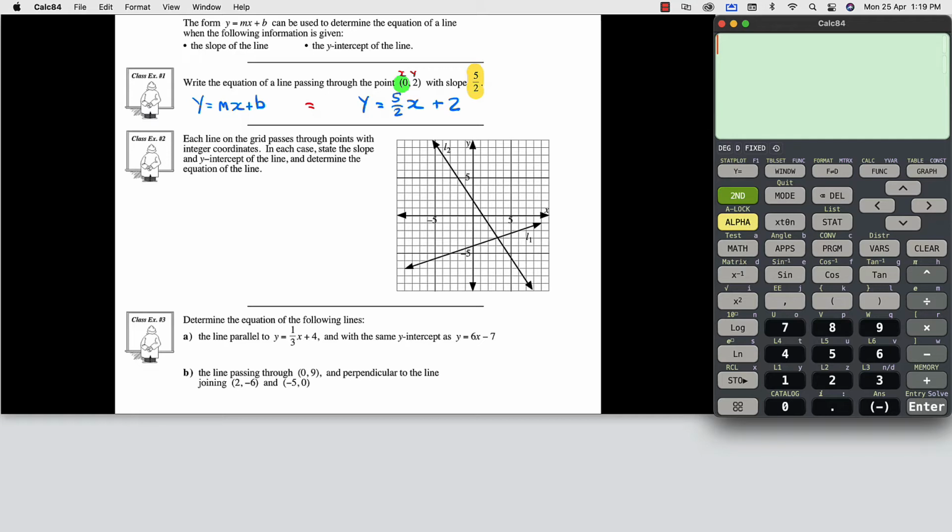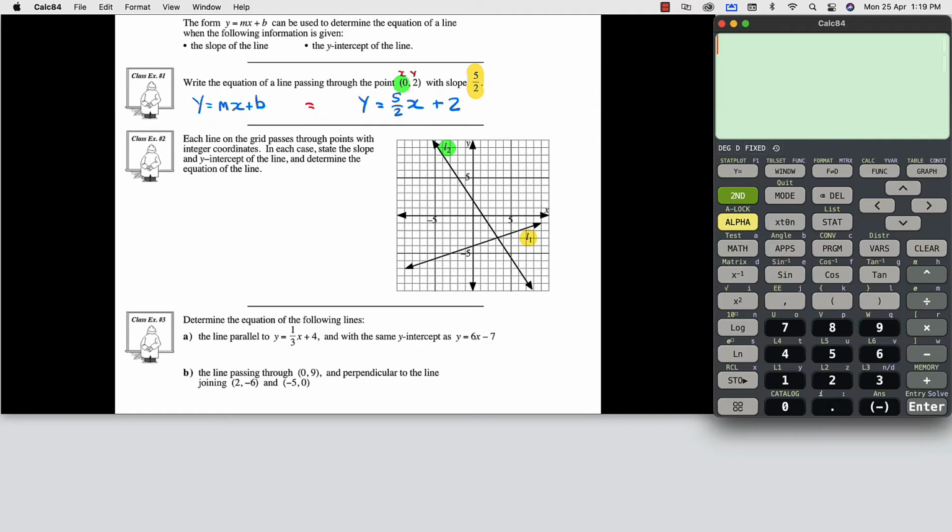Class example number 2, it says each line on this grid passes through some points with some coordinates. In each case, state the slope and y-intercept of the line and determine the equation. So you can see right here I've got line 1 and then I have line 2. So let's deal with line number 1 first.